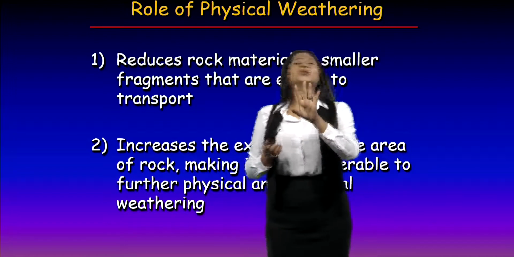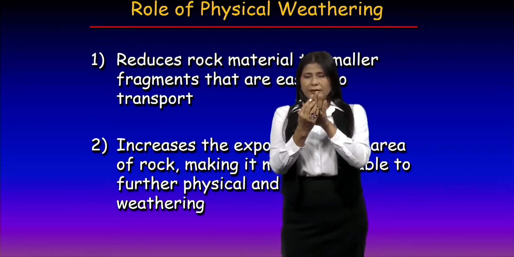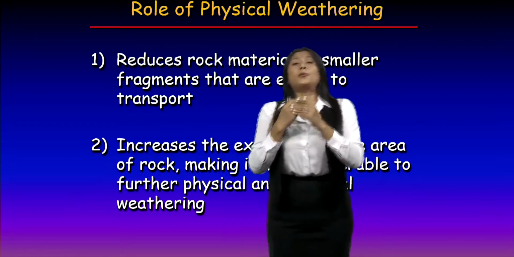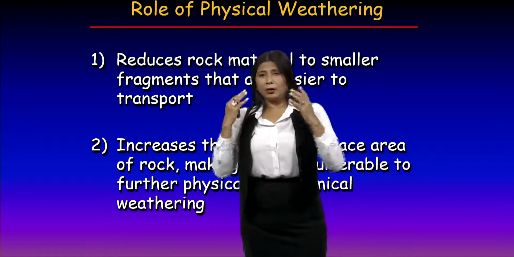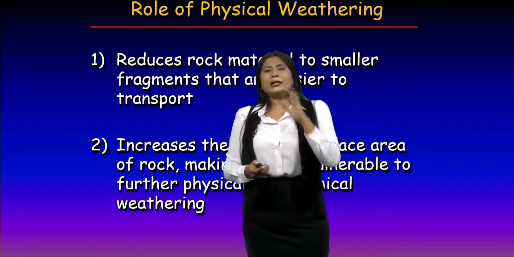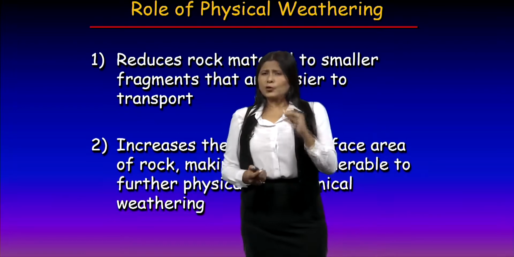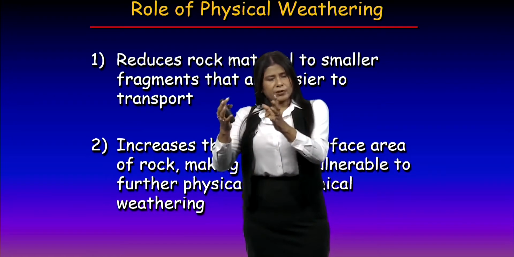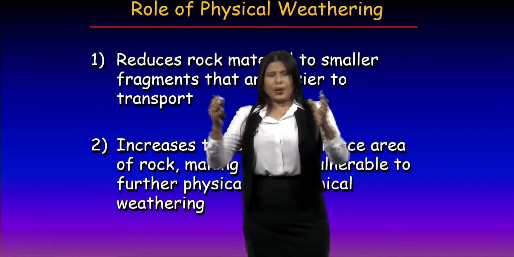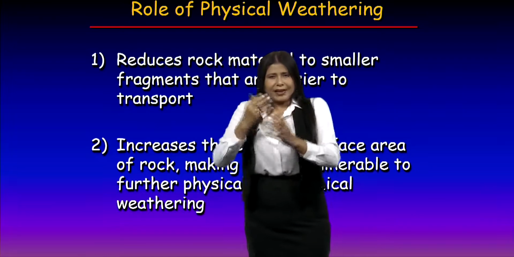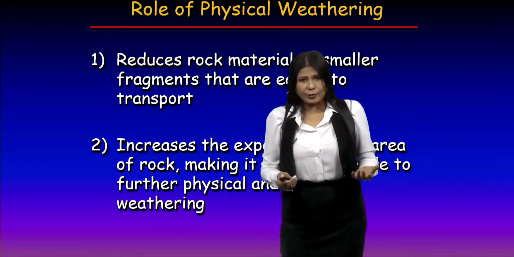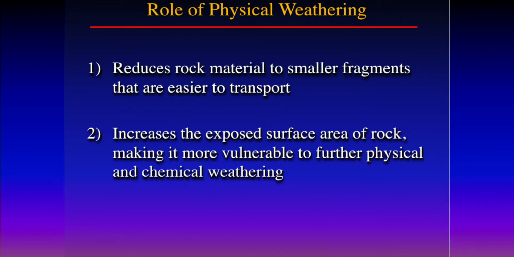So we have seen those 4 types of physical weathering. The role of physical weathering is important in the overall weathering of the rock. It reduces rock material to smaller fragments that are easier to transport naturally. Weathering is going to break the rocks. Once it is broken into smaller pieces, any agent of erosion can lift it, transport it and deposit it elsewhere. It also increases the exposed surface area of the rock.